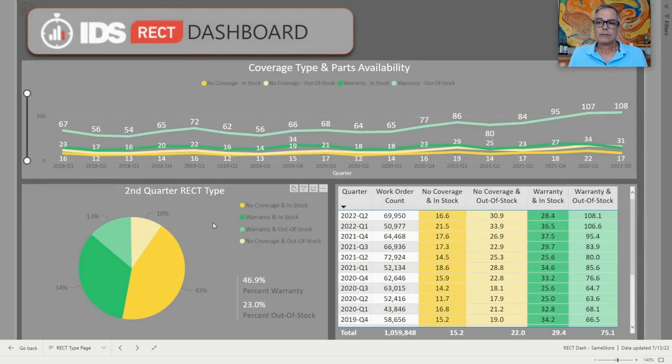So by slicing these repair event cycle time bottlenecks a little bit differently, we can really see the impact that both bottlenecks have when they're combined. We said earlier in our Q2 review that 47% of all work orders during the quarter had warranty coverage. That's this 47%, this green slice off to the side here. If you look at what portion of those warranty tickets had both bottlenecks, out-of-stock parts and warranty, that's about a third of those work orders. About a third of the work orders with warranty had both bottlenecks.